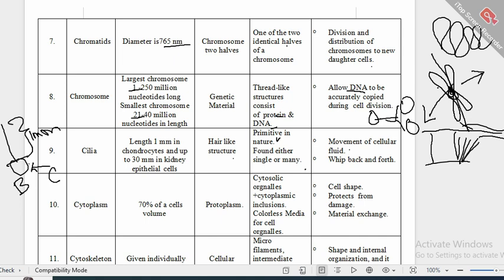Next is cytoplasm. About 70% of the cell's volume is cytoplasm, leaving the cell nucleus and biomolecules. It is also known as protoplasm; it contains cytosolic organelles and cytoplasmic inclusions. It is a colorless medium in which the cell organelles are submerged or floating. It helps in maintenance of cell shape, protects from damage, and allows material exchange from inside to outside of the cell.